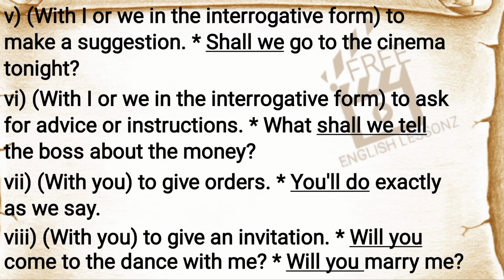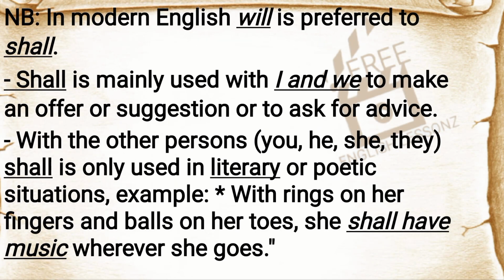Will you marry me? NB, in modern English will is preferred to shall. Shall is mainly used with I and we to make an offer or suggestion or to ask for advice. With the other persons, you, he, she, they, shall is only used in literary or poetic situations, for example: with rings on her fingers and bells on her toes, she shall have music wherever she goes.